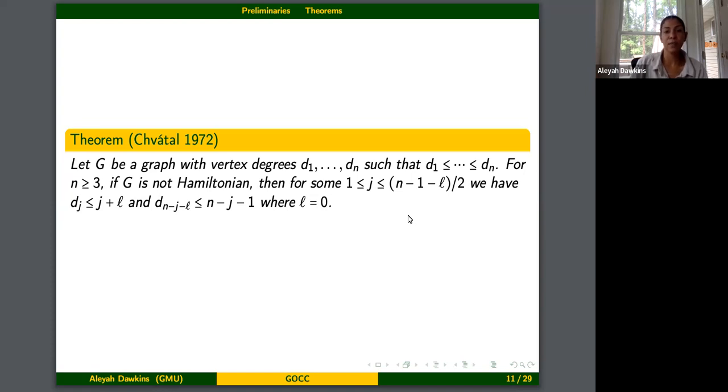Chvátal showed that if G is not Hamiltonian, then for some j between 1 and (n-1-L)/2, we're going to have that the jth vertex degree is at most j+L, and the (n-j-L)th vertex degree is at most n-j-1, where L equals 0. And I know it's weird that I didn't just plug the 0 in and I put this general form with the L, but we'll see later on why I did that. It's because I proved the theorem in a very general way, because there are other Hamiltonian-like conditions for different L values. But again, we'll discuss those later. Okay, so this is the degree condition that we want to apply to our theorem to get our main result.